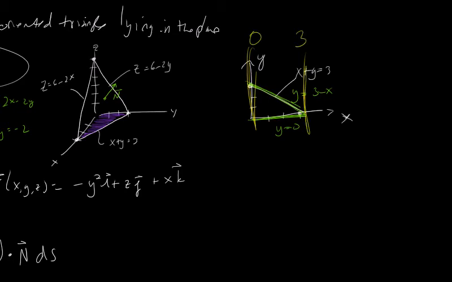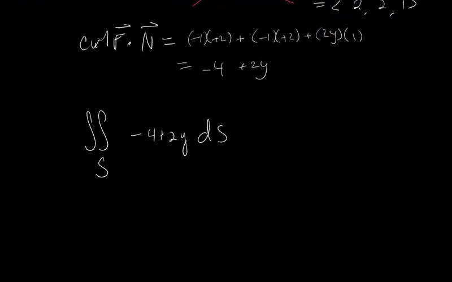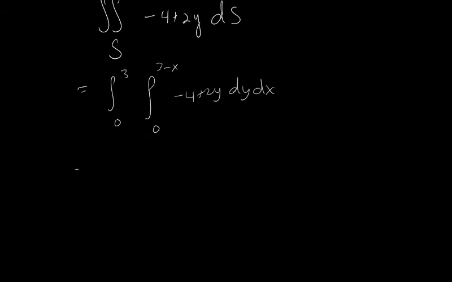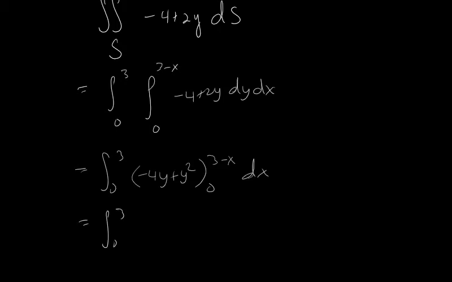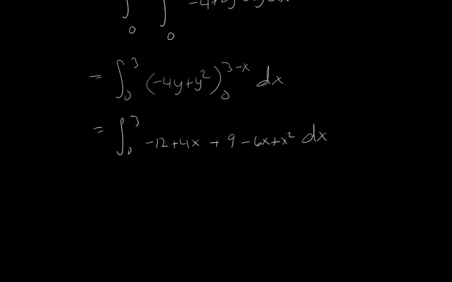Okay, so let's go ahead and put this into our integral. This is going to be equal to the integral from 0 to 3 of the integral from 0 to 3 minus x of negative 4 plus 2y dy dx. Integrating this gives us the integral from 0 to 3 of negative 4y plus y squared, evaluated from 0 to 3 minus x, dx. Plugging in 3 minus x, we get negative 4 times 3 minus x, which is negative 12 plus 4x. Plus y squared, if I put in 3 minus x, I get 9 minus 6x plus x squared. Putting in 0, we get 0, so we subtract 0 there.